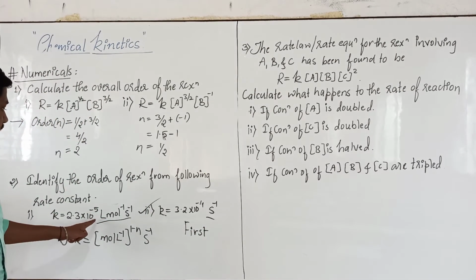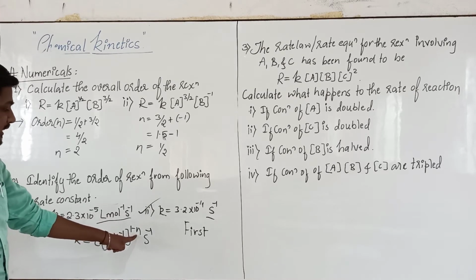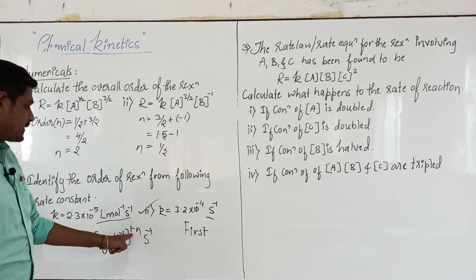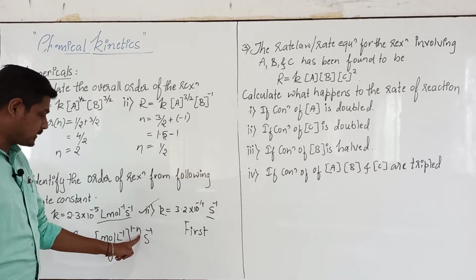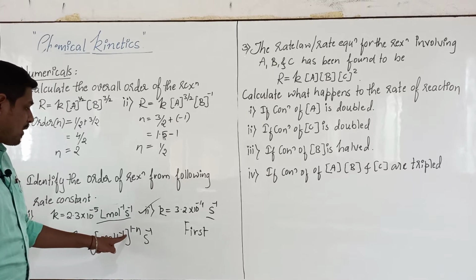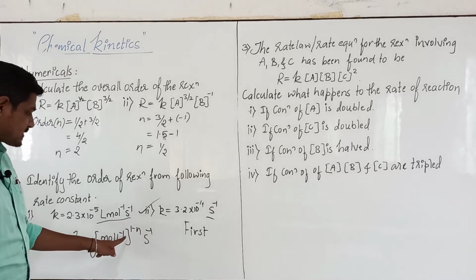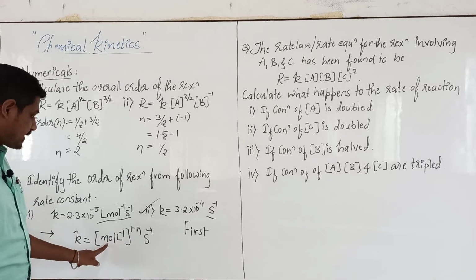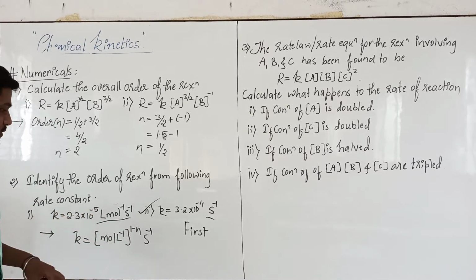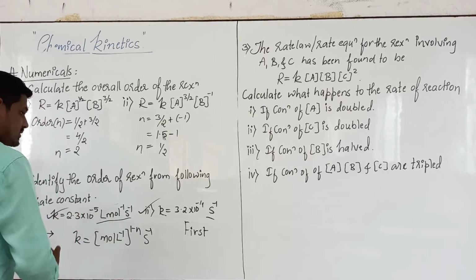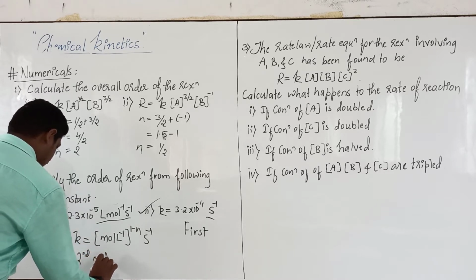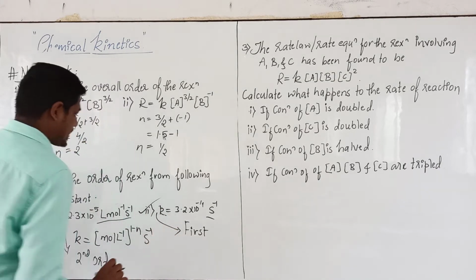Okay, then put n is equal to 2. What will you get? 1 minus 2 is minus 1, so mole to the power minus 1, and liter already has minus 1, so minus 1 into minus 1, what will you get? Plus 1. So this will become liters per mole per second. This is the same unit we are expecting. So this is second order, and this is first order.